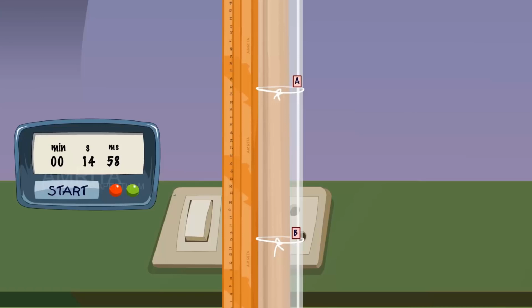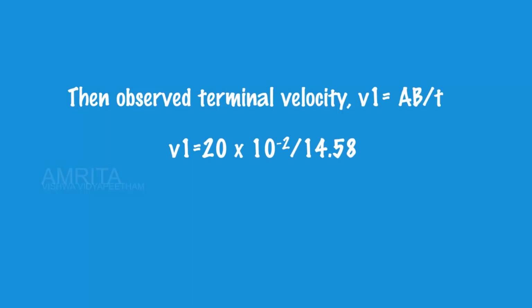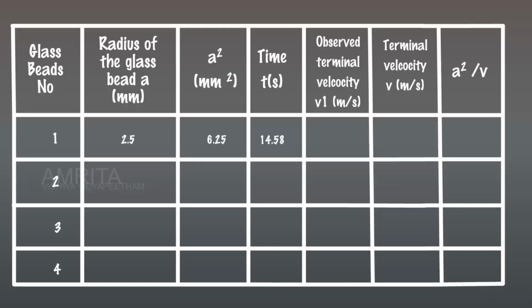Then the observed terminal velocity of the bead can be calculated using the equation V1 is equal to AB divided by T. That is, V1 is equal to 20 into 10 raised to minus 2 divided by 14.58, which is equal to 0.013713 meters per second. Record the observed and calculated values in a tabular column.